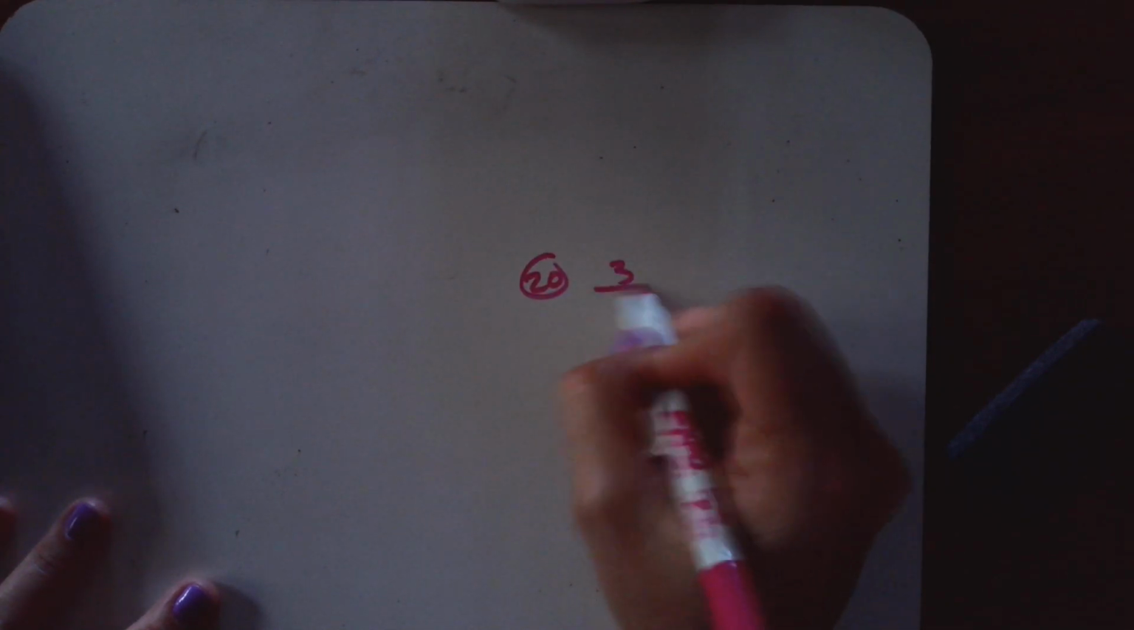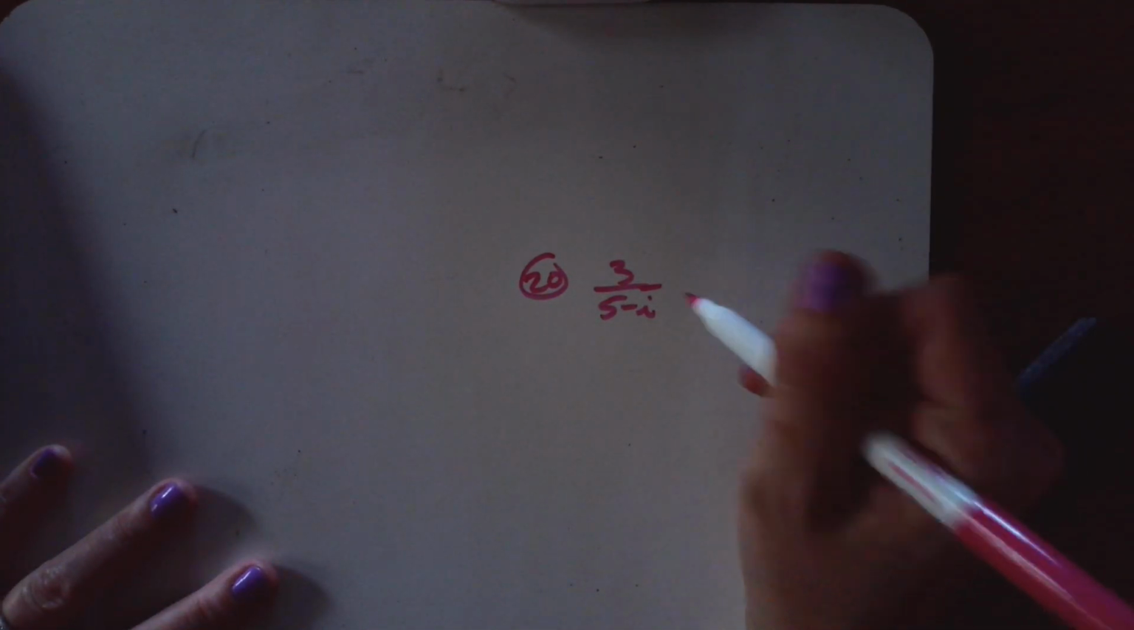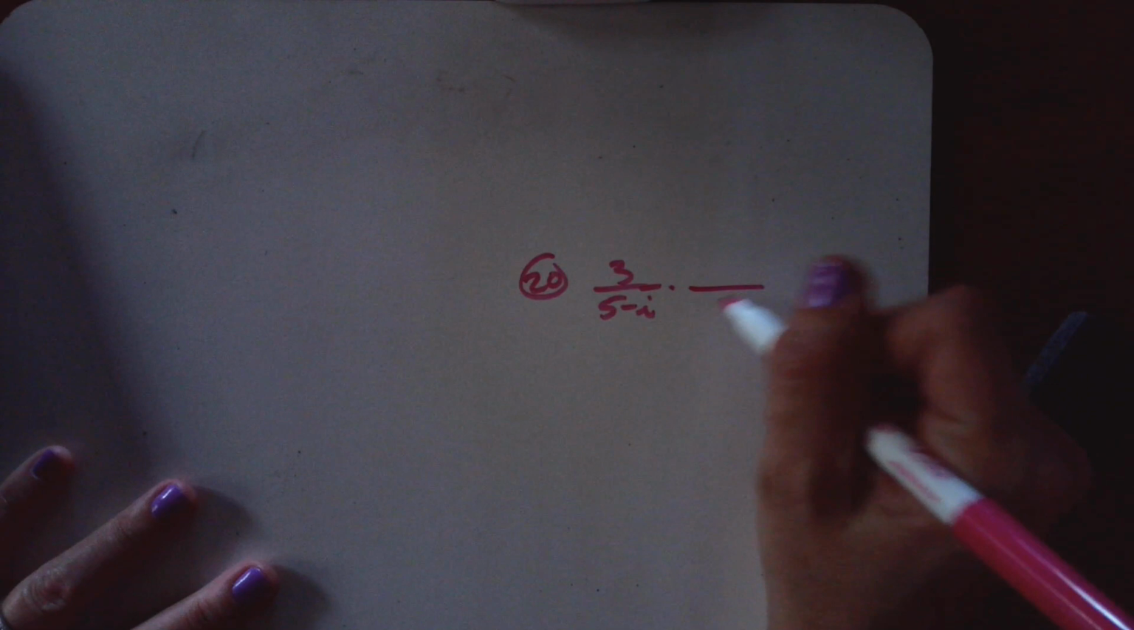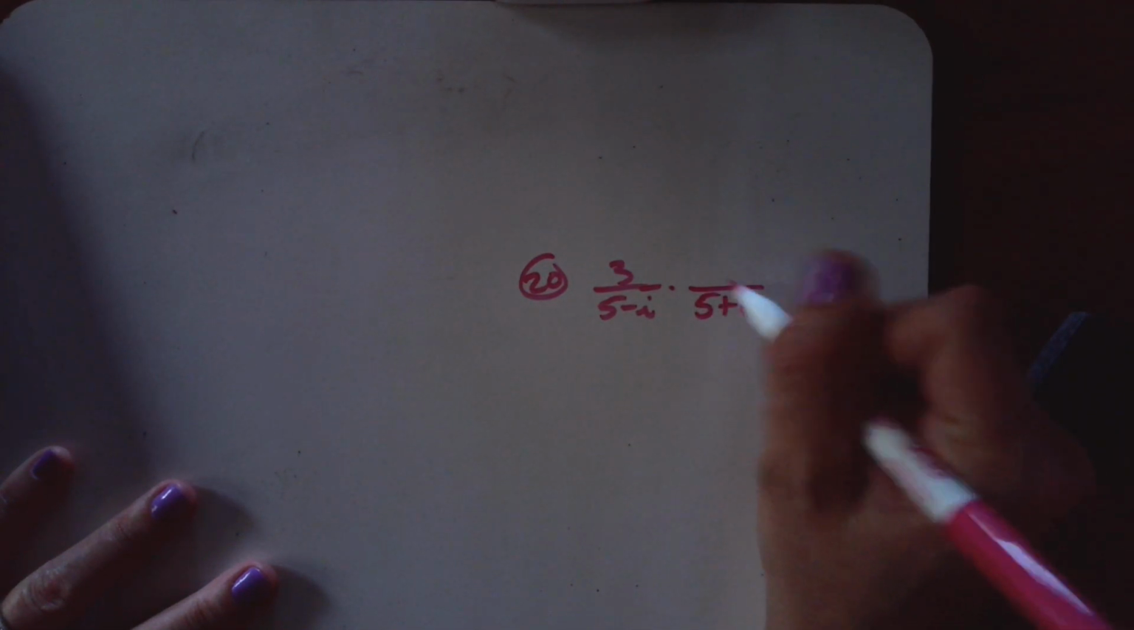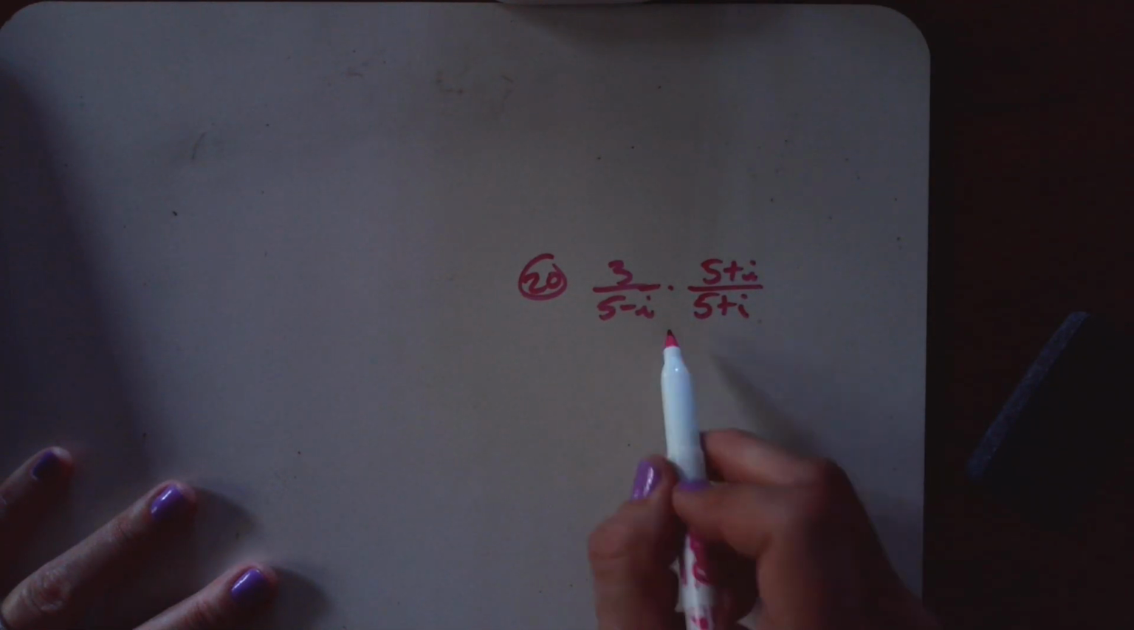On the last one, number 20, we got 3 over 5 minus i. Now in this problem, you can't leave i's on the bottom. So if you multiply by the conjugate, 5 plus i, you do it on the top too, then it's going to make those i's on the bottom go away.